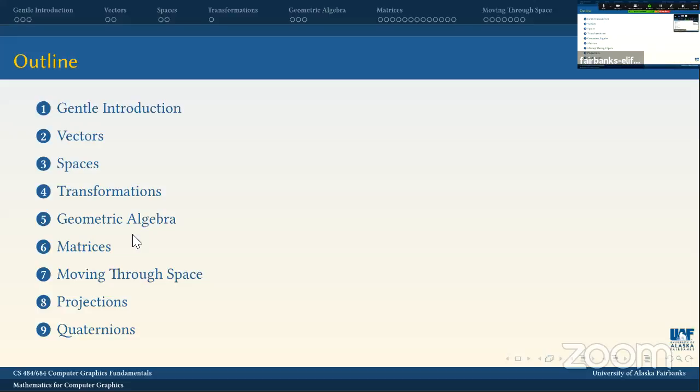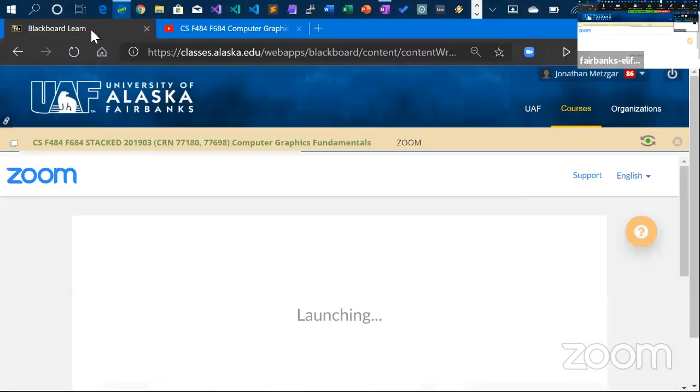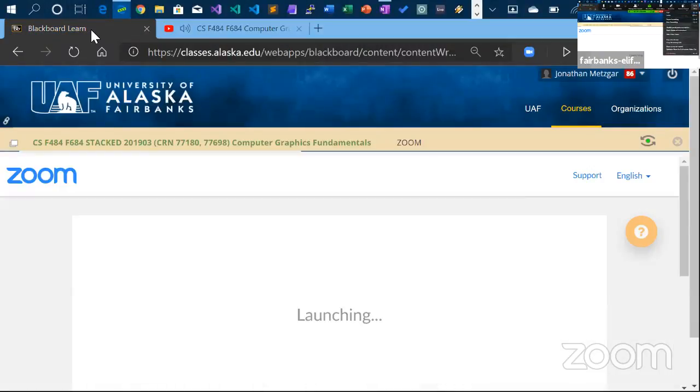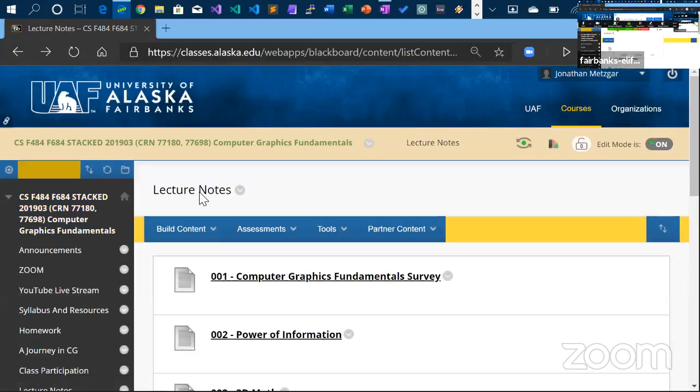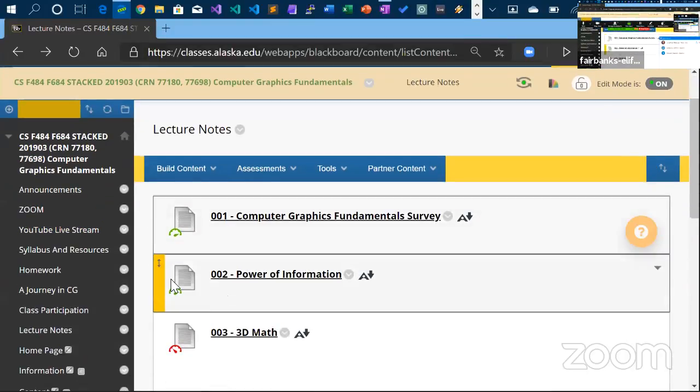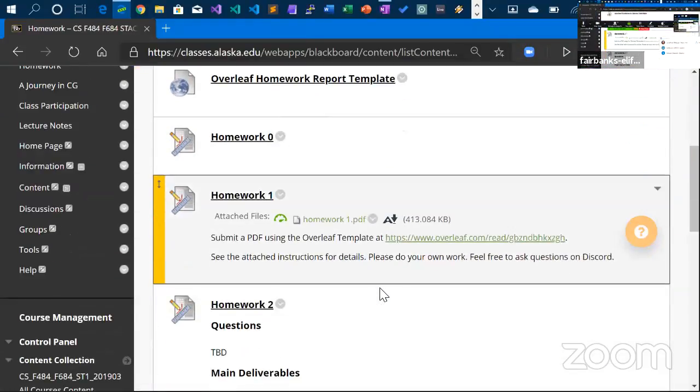All right, let's see here. Before I go over that, though, I figured we'd talk about the homework a little bit. So let me move some of the stuff around. All right, so okay, so under homework. So here's homework 1.